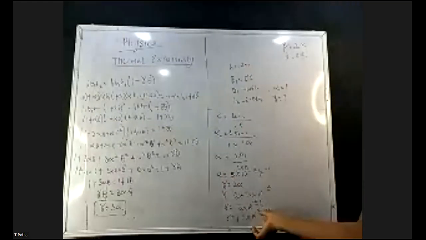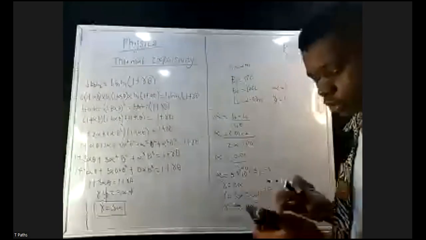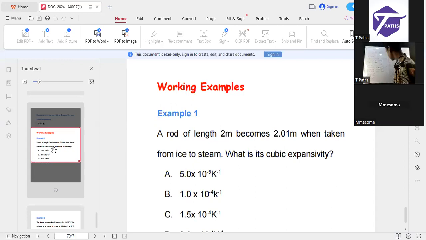So what I'm going to do is look for the option that correlates with this answer, 1.5 times 10 raised to the power of minus 4. So that's option C. So we'll be moving to the next example. I hope you guys got what I did here.